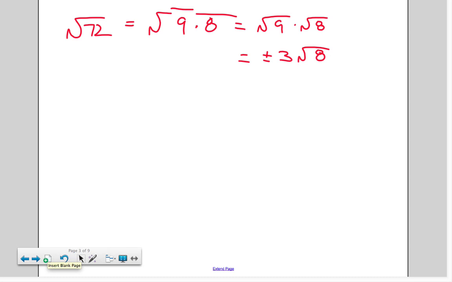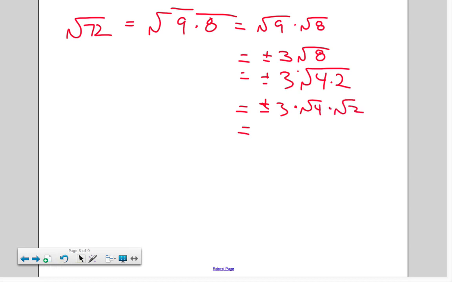But we could do one better. Can we break down 8 to 4 times 2? So here it's equal to plus or minus 3 times the square root of 4 times 2, which is equal to plus or minus 3 times the square root of 4 times the square root of 2, which is equal to plus or minus 3 times plus or minus 2 times the square root of 2. So that just gives us plus or minus 6 times the square root of 2.